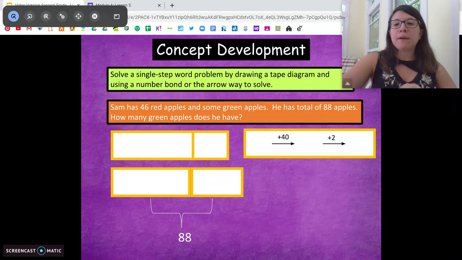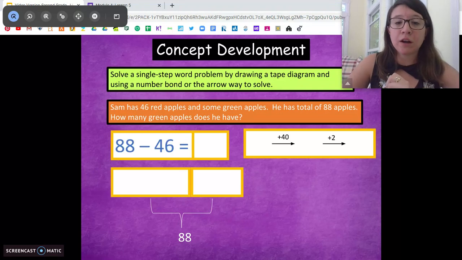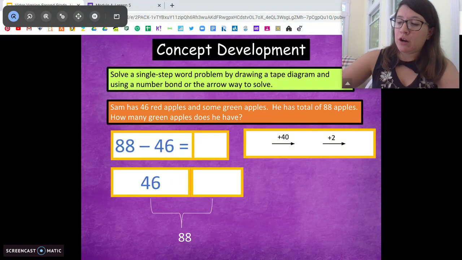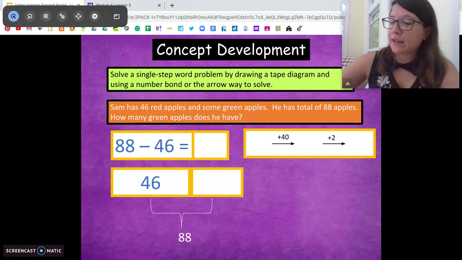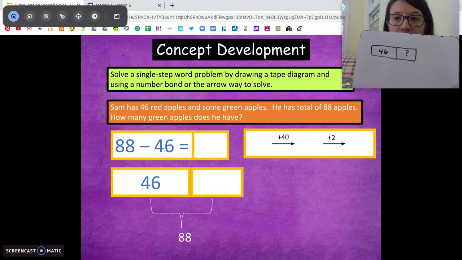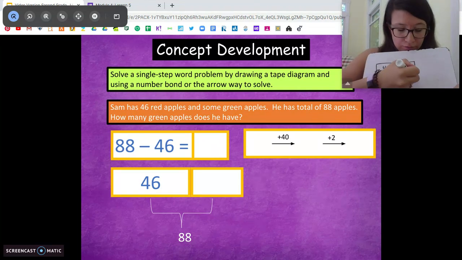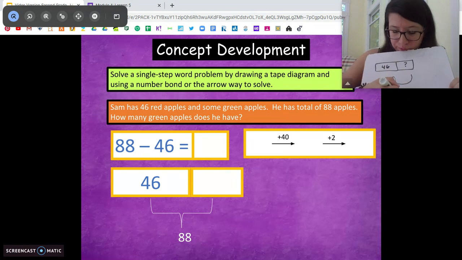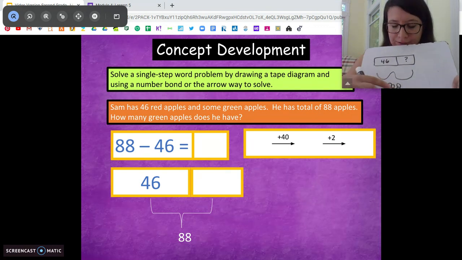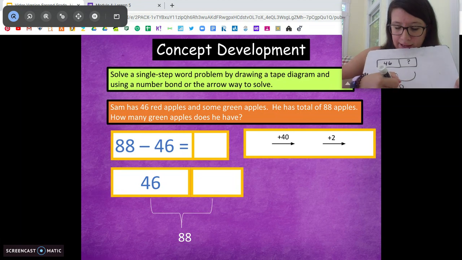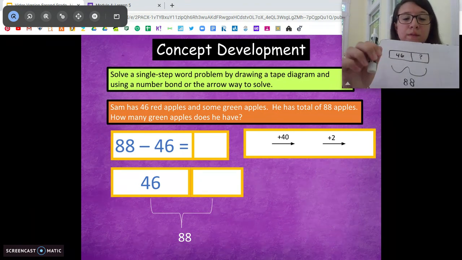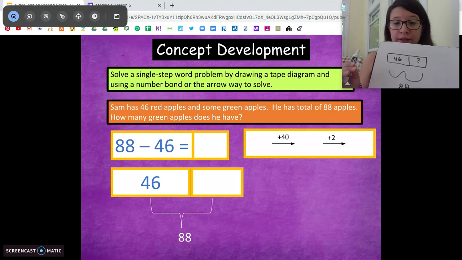Okay, so let's start by drawing our tape diagram. We're going to start with the 46 that we know. Now, I'm going to draw it on my board too. We know he has 46. We don't know what that other part is. We know he has 46 red. We don't know how many green, but we do know he has 88 altogether. So to solve this, we can do a number sentence, 88 minus 46.